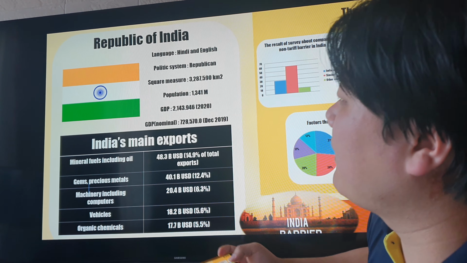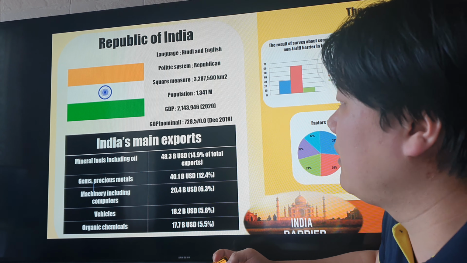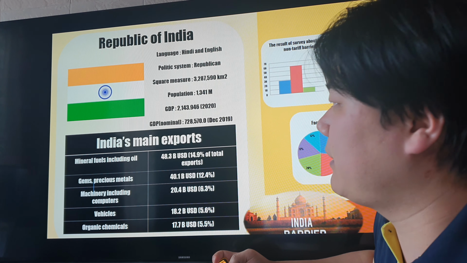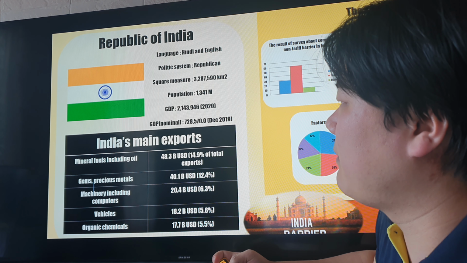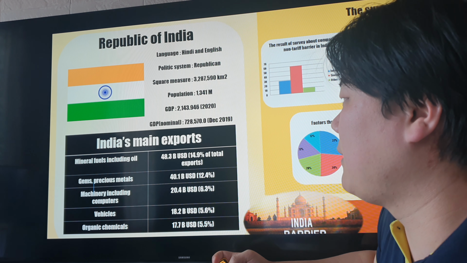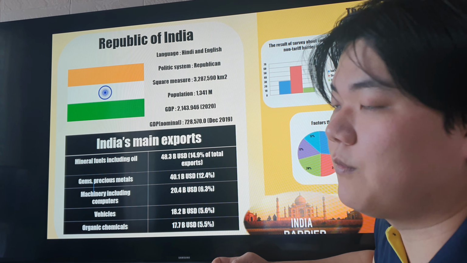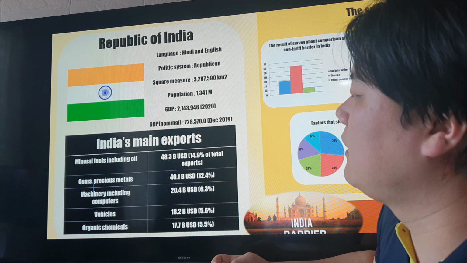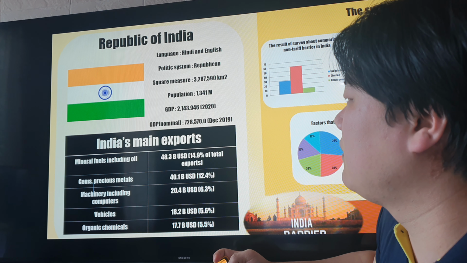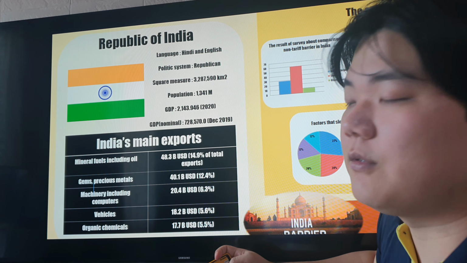The Republic of India, their language is Hindi and English. Their political system is Republican. Their land area is about 3.3 million square kilometers, and their population is about 1,341 million people. Their GDP is $2.1 million in January 2020, and their nominal GDP is $328,000 in December 2019.